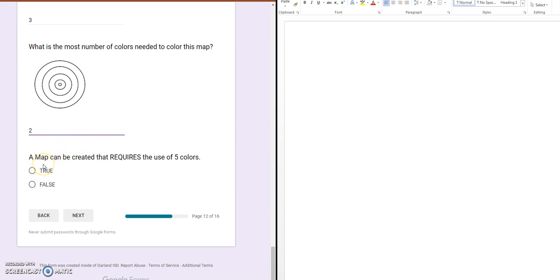And then, true or false, a map can be created that requires the use of 5 colors. That means you have to have 5 colors in order to adhere to those rules I just described, where no 2 colors can share a border. You have to have 5. That's what this question is saying. The answer here is false, because you cannot create a map that needs more than 4 colors. 4 is the most you will ever need.